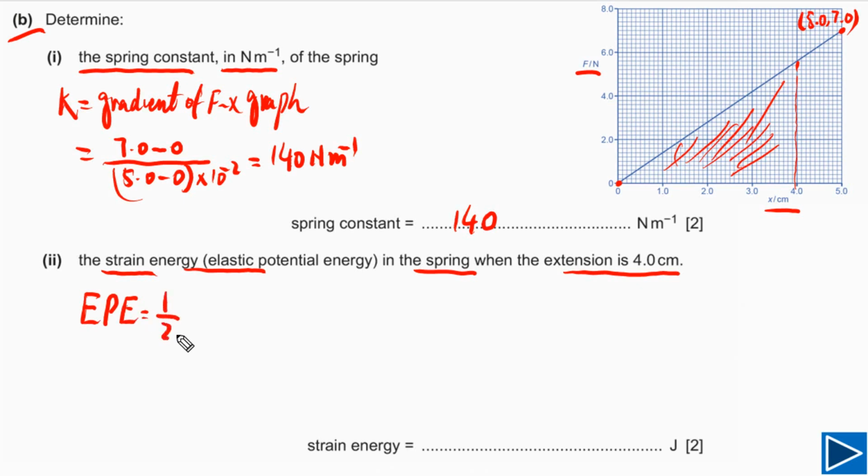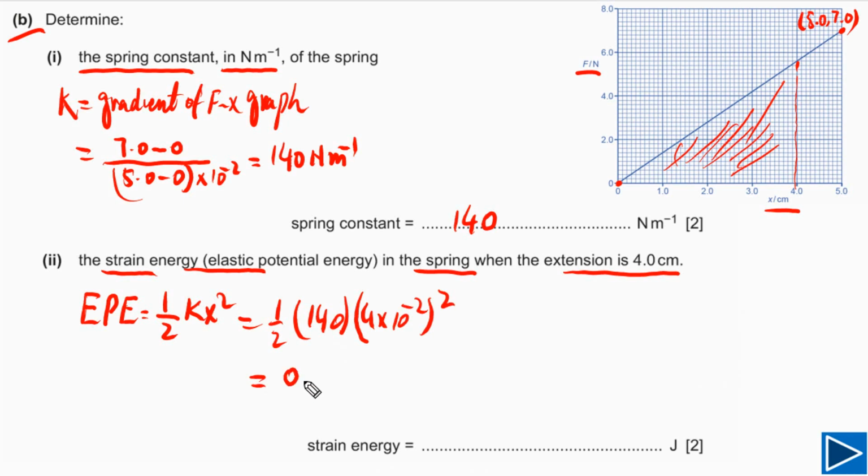Elastic potential energy in this case is 1/2 kx squared. We have the value of k we have just calculated. This is 140 newtons per meter, and extension is given, this is 4 centimeters, so we have to convert into meters. Now if we take the square of that, we can find out value of EPE, means the value of strain energy, and in this case that is equal to 0.11 joules.